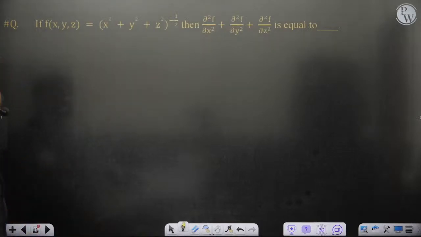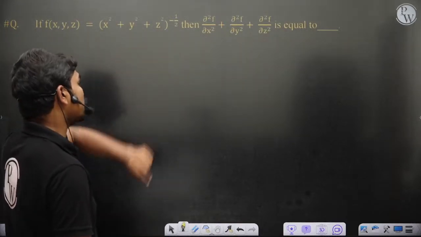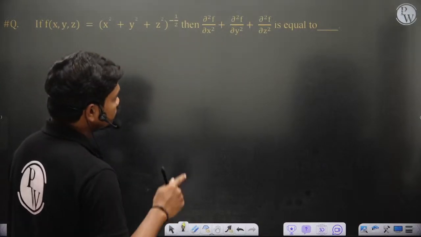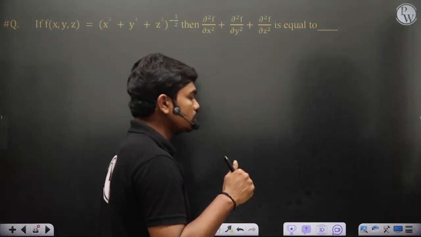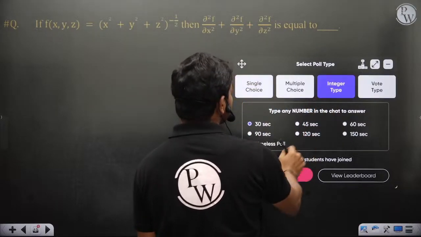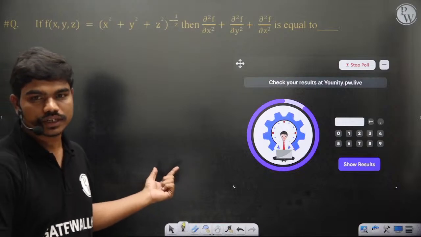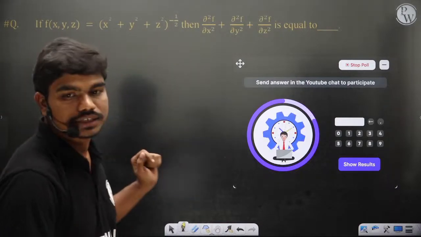So let's solve this question. If f of x y z is equal to x square plus y square plus z square whole power minus 1 by 2, then find dou square f by dou x square plus dou square f by dou y square plus dou square f by dou z square. This is again a question which I have given you. So enter an integer, 30 seconds, enter the answer. If you have solved this question correctly, you would have entered the answer.